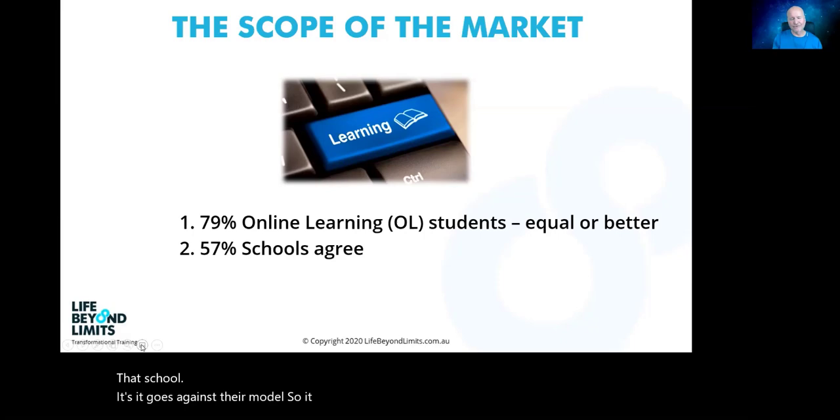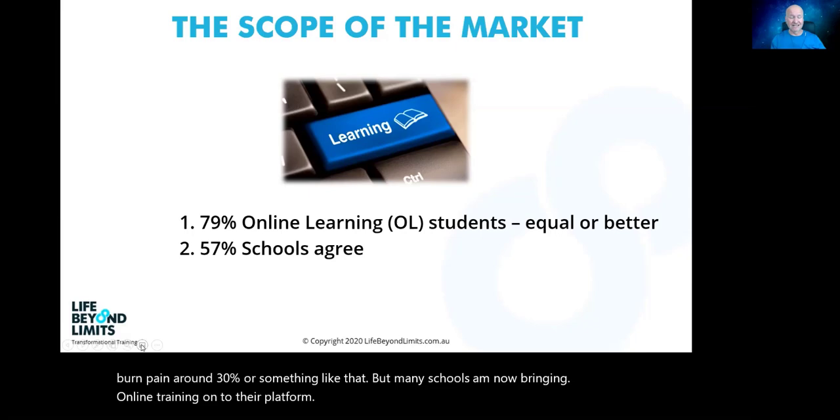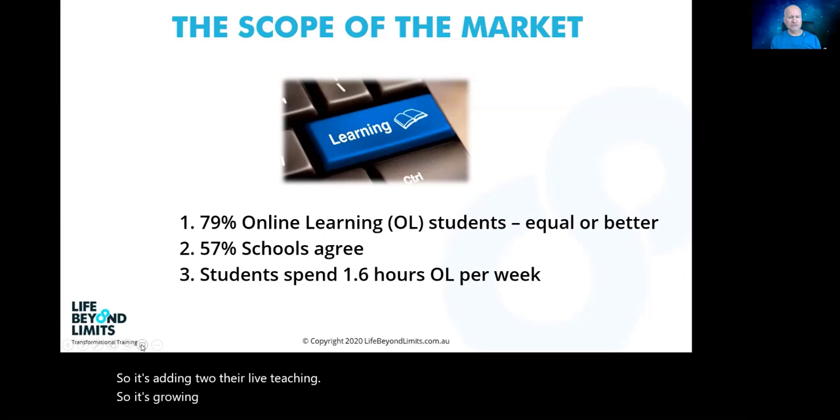I would have thought that would have been around 30%. But many schools are now bringing online training onto their platforms, adding to their live teaching. So it's growing enormously. Students spend about 1.6 hours a week on online learning, and that number is growing dramatically. These numbers, by the way, are from 2019.